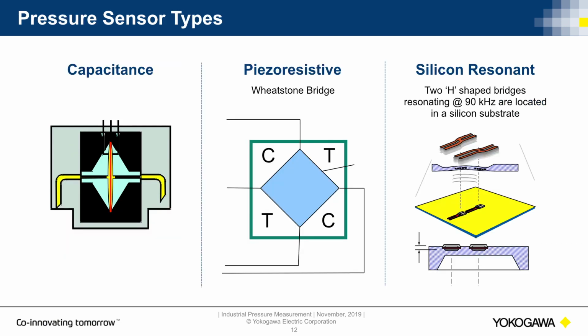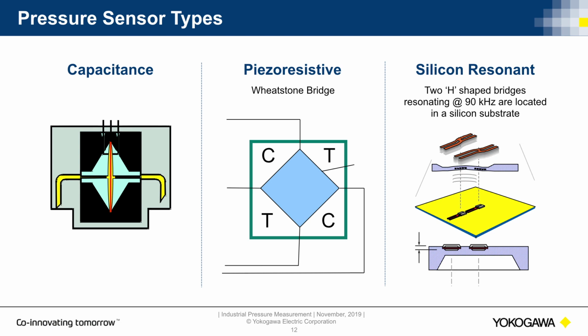So when we take a look at pressure sensor types, there's 3 that we typically talk about. Capacitance and piezoresistive, which are both passive sensors, as well as the silicon resonant sensor, which is an active sensor. So a capacitance pressure sensor basically is just a large capacitor formed by 1 fixed plate and 1 movable plate, linked to a mechanical output of a diaphragm via a fill fluid. So between these plates is a dielectric material.